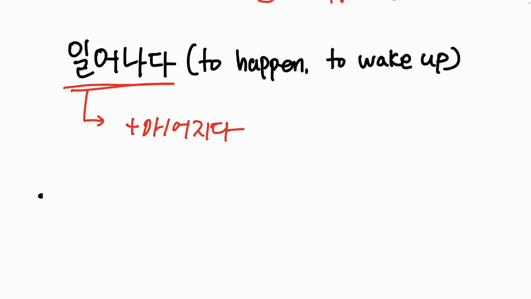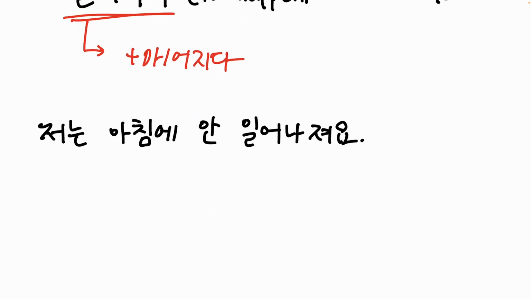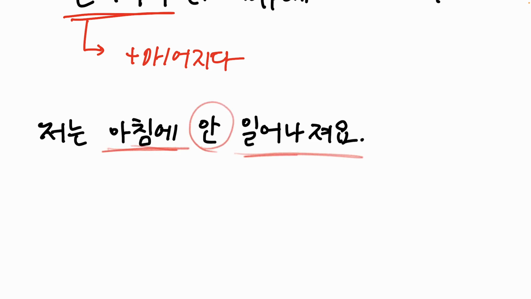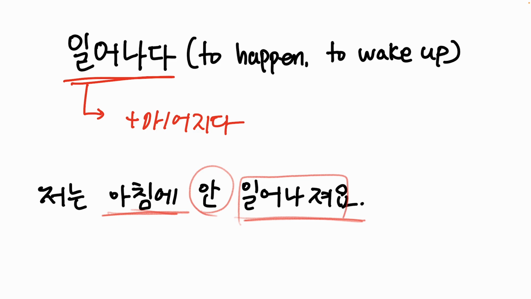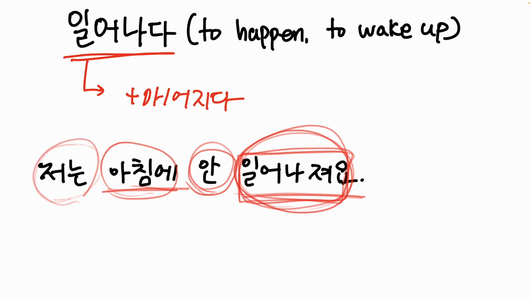So for example, 저는 아침에 안 일어나져요. What do you guys think this sentence means? So 저는 아침에 in the morning 안 일어나져요. Since 일어나지다 means for waking up to naturally happen, this person is saying naturally waking up early in the morning doesn't happen. So basically, it's hard for me, 저, to wake up early in the morning. That's what this person is trying to say.